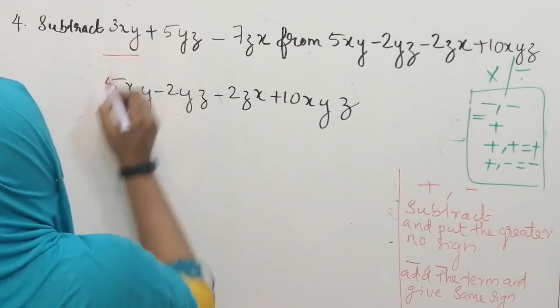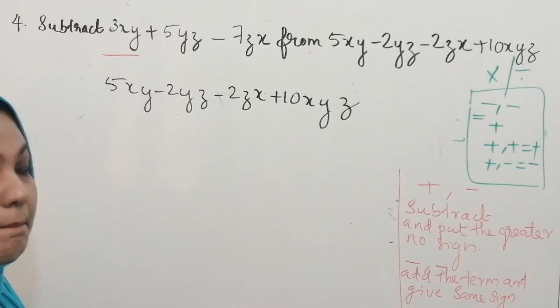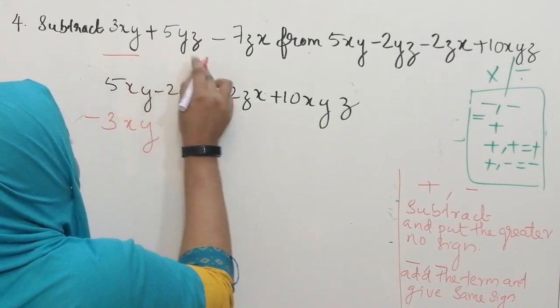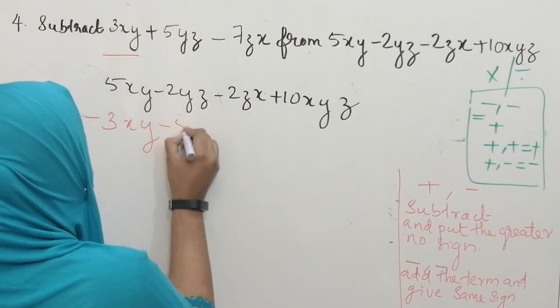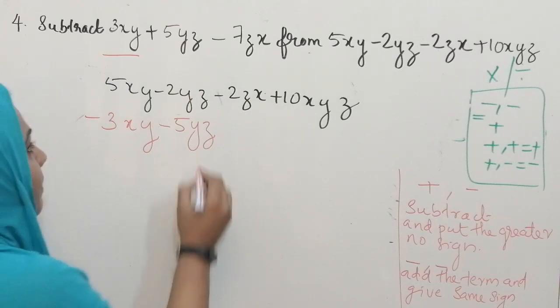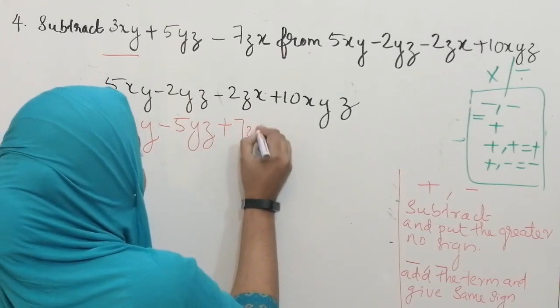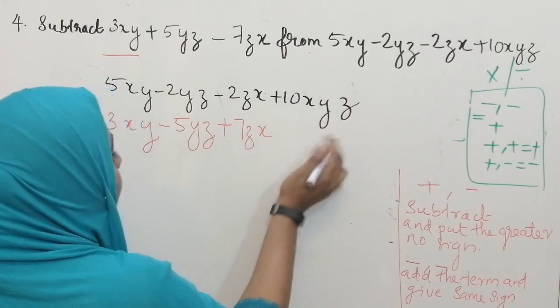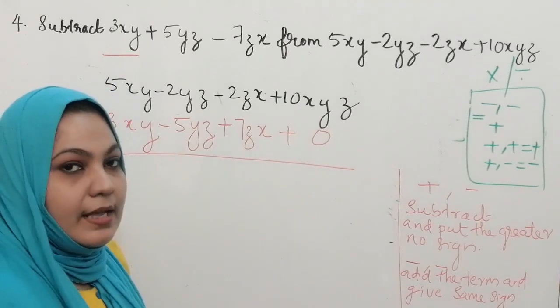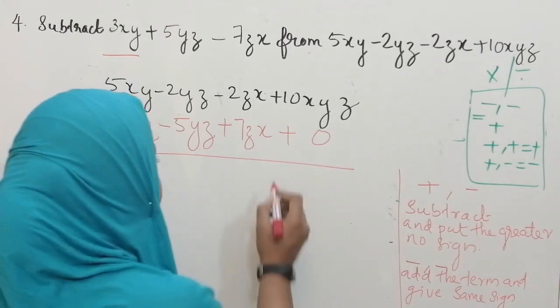This is plus 3xy, so this will become minus 3xy, and plus 5yz, so it will become minus 5yz. And this is minus 7zx, so plus 7zx. Here there is no term, so to avoid confusion you can give 0. You know that if any number is added to 0, the answer is the number itself.